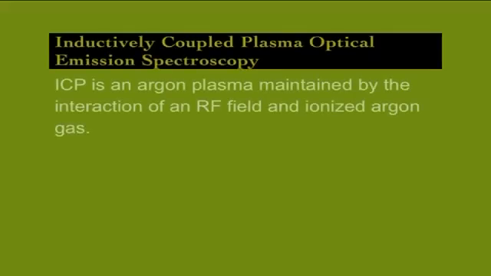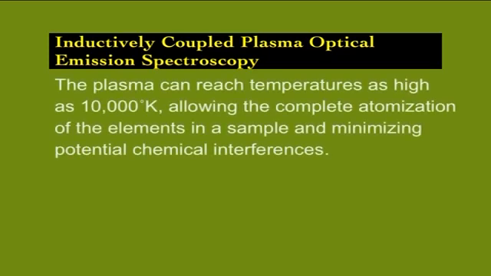Moving on to the fourth module, inductively coupled plasma optical emission spectroscopy. ICP is an argon plasma maintained by the interaction of an RF field and ionized argon gas. The plasma can reach temperatures as high as 10,000 K, allowing the complete atomization of the elements in a sample and minimizing potential chemical interferences.